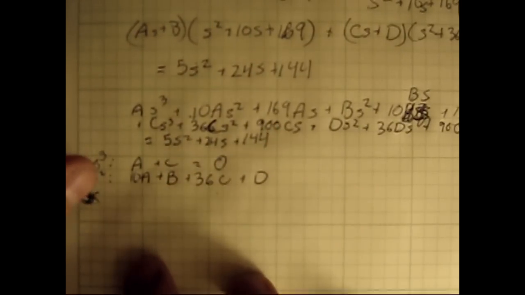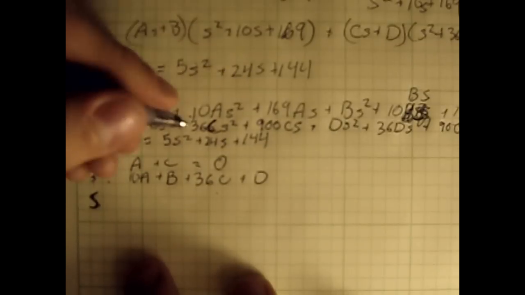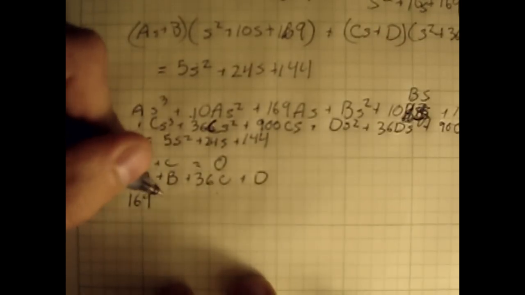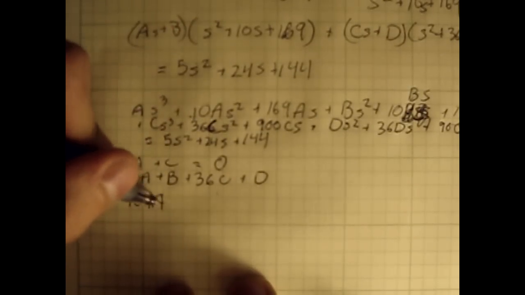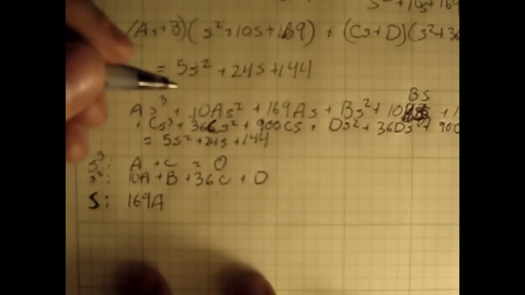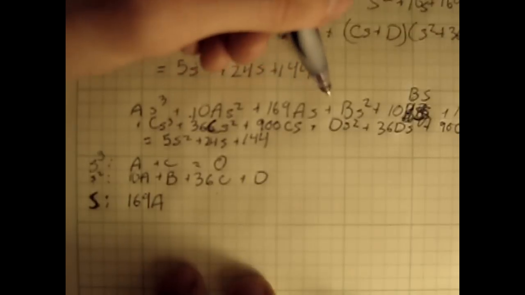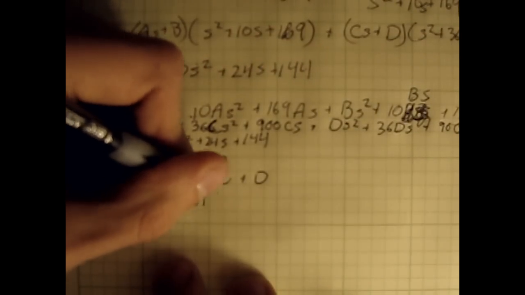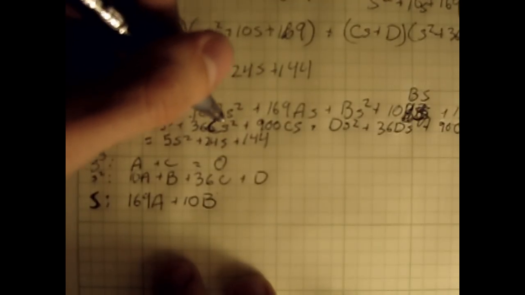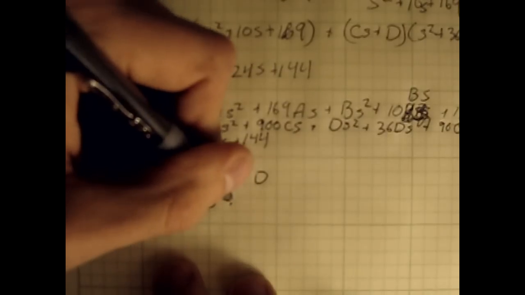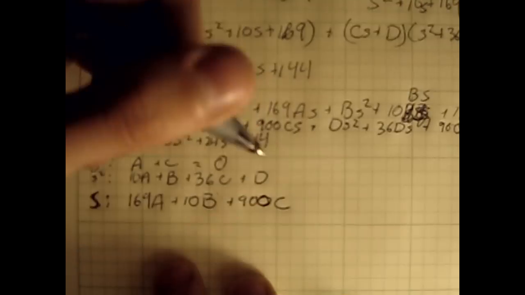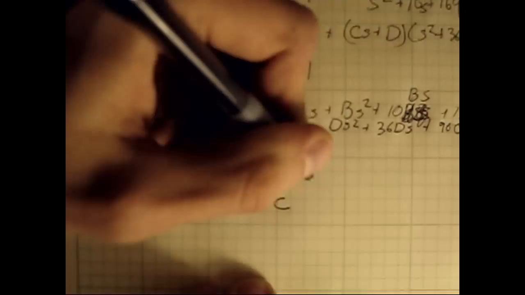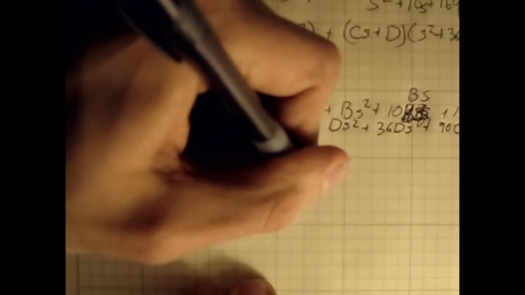So the next one, we have our s term. Looks like we have 169a. Try to write bigger now. The s is right there. We're dropping the s terms again. Moving on, we have 10b, let's go across more. Looks like we have 900c. And let's look at our d term. It looks like we have a positive 900d as well.